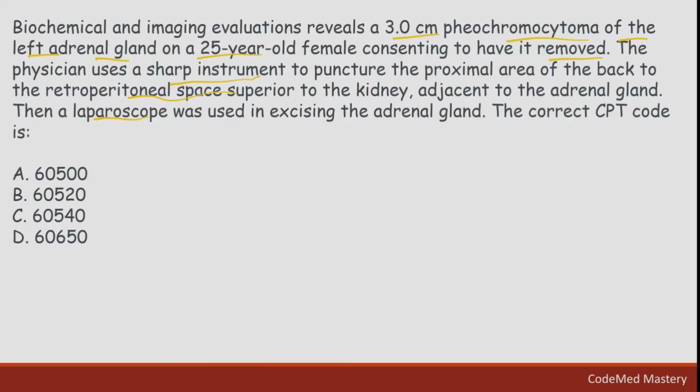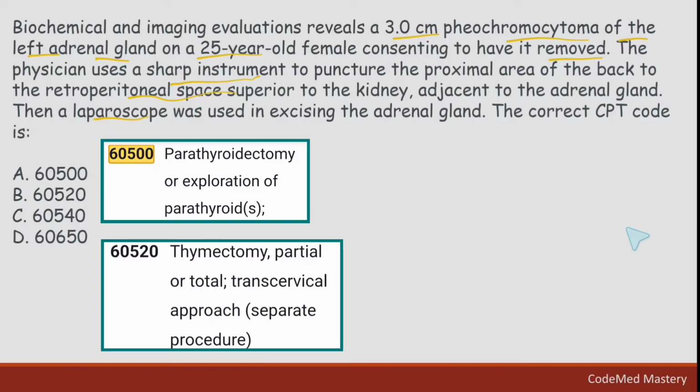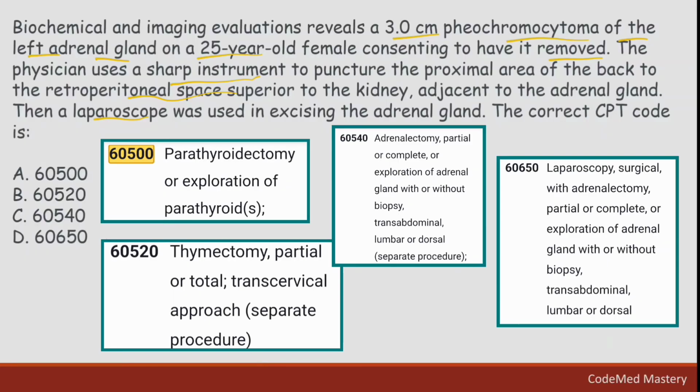Check option A, 60500. 60500 is for parathyroidectomy or exploration of parathyroids. And check option B, 60520, that is for thymectomy, partial or total transcervical approach. And check option C, 60540, that is for adrenalectomy, partial or complete, or exploration of adrenal gland with or without biopsy, transabdominal, lumbar or dorsal, separate procedure. And in option D, 60650 is for laparoscopy, surgical with adrenalectomy, partial or complete, or exploration of adrenal gland with or without biopsy, transabdominal, lumbar or dorsal.